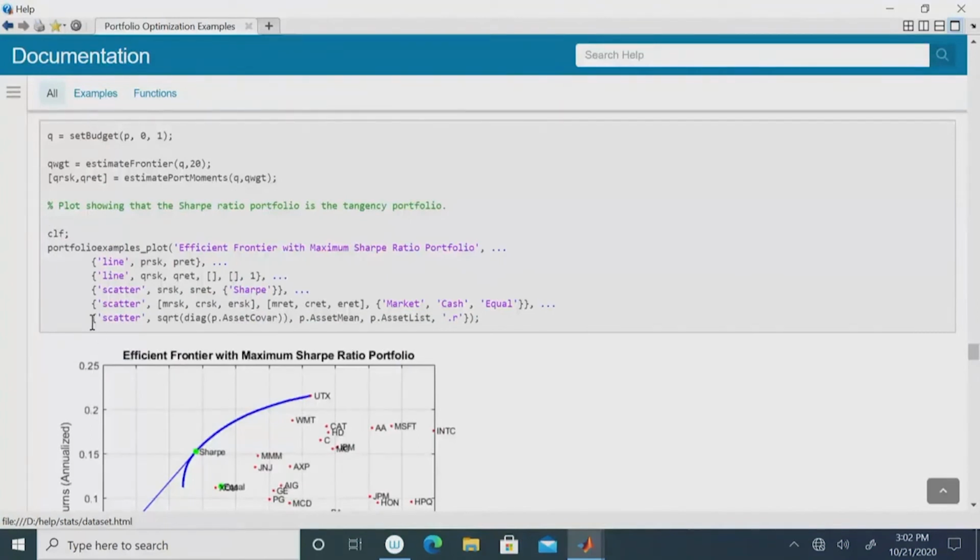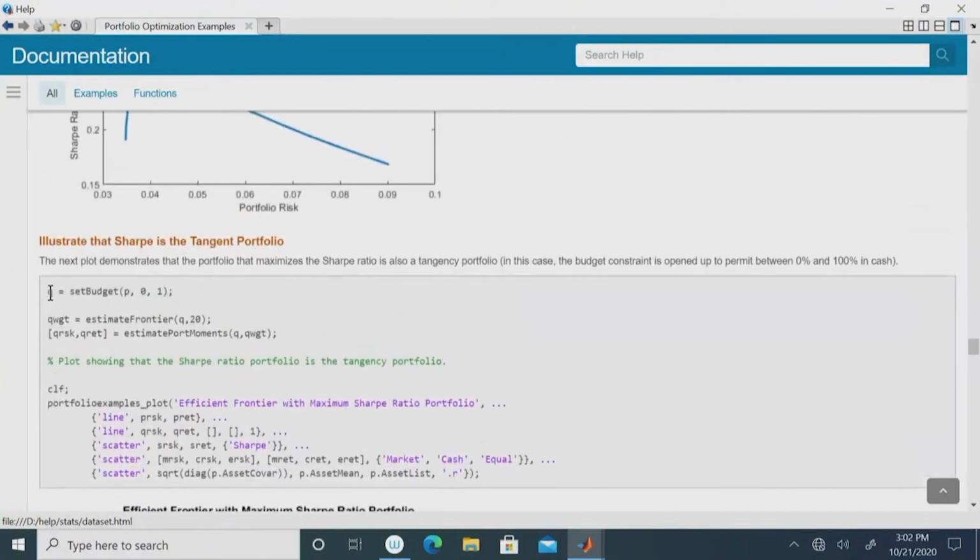In order to obtain that, we again look at the previous problem, and remember that in order to prove that the Sharpe ratio portfolio is indeed the tangent portfolio, we have to generate the tangent line, and the point where it touches the efficient frontier is going to be the tangent portfolio. And if, from a visual point of view, the point where the tangent line touches the efficient frontier is the same as the portfolio with the maximum Sharpe ratio, then the illustration of this problem is accomplished.